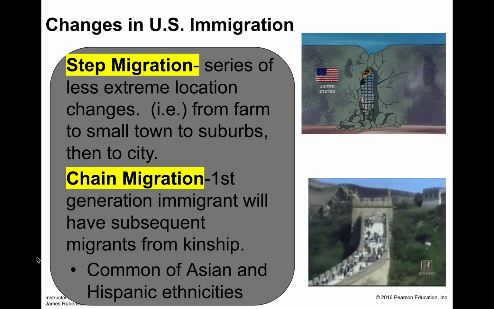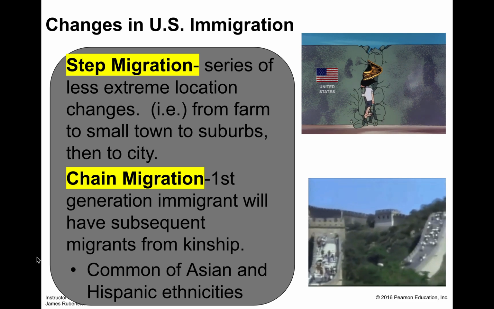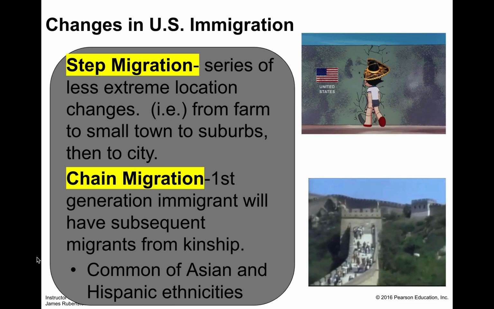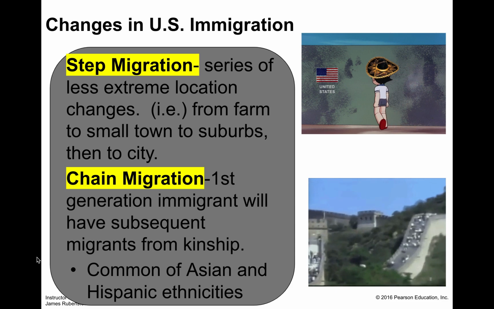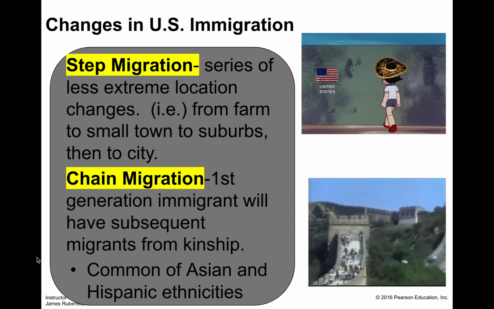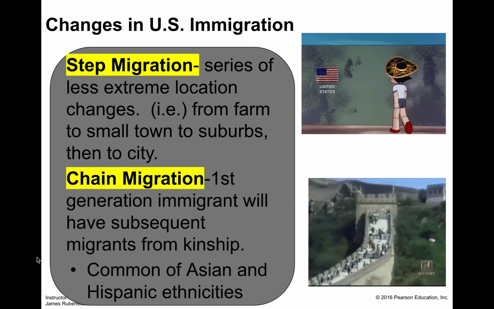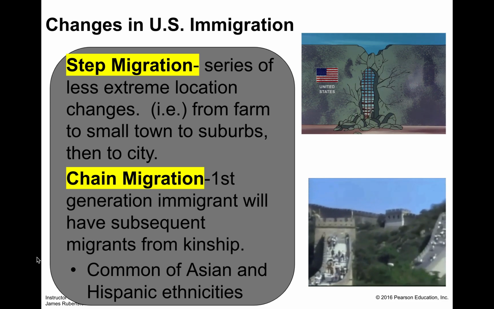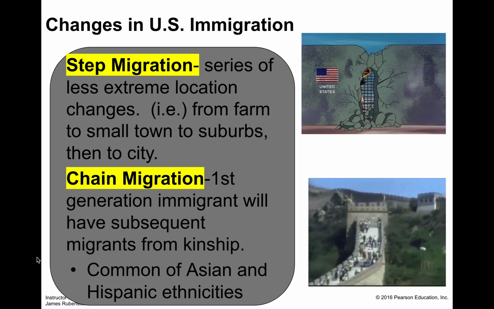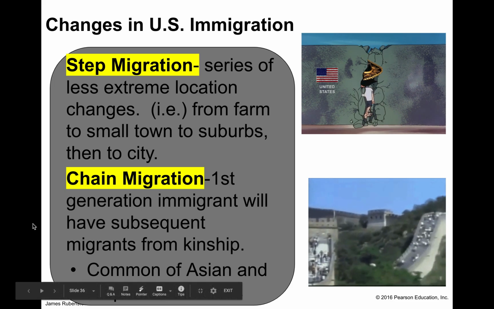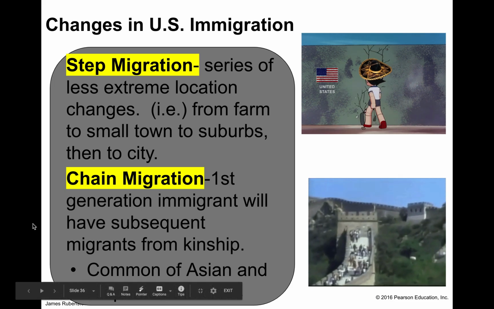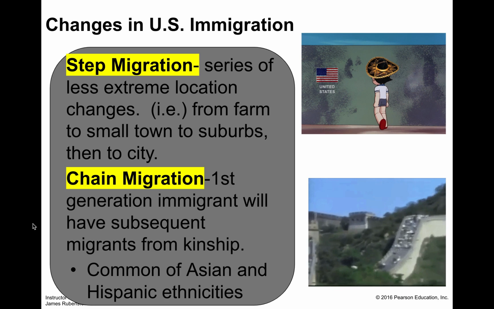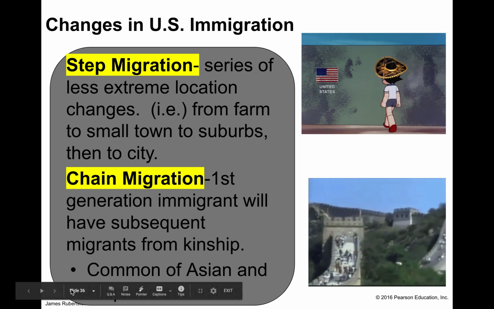Chain migration is migration where subsequent family members follow, related through kinship. So let's say a parent moves here, maybe then their grandparent might follow or their children might follow, and the children of their children might follow. That's chain migration. This is common of Asian immigrants as well as Hispanic immigrants.